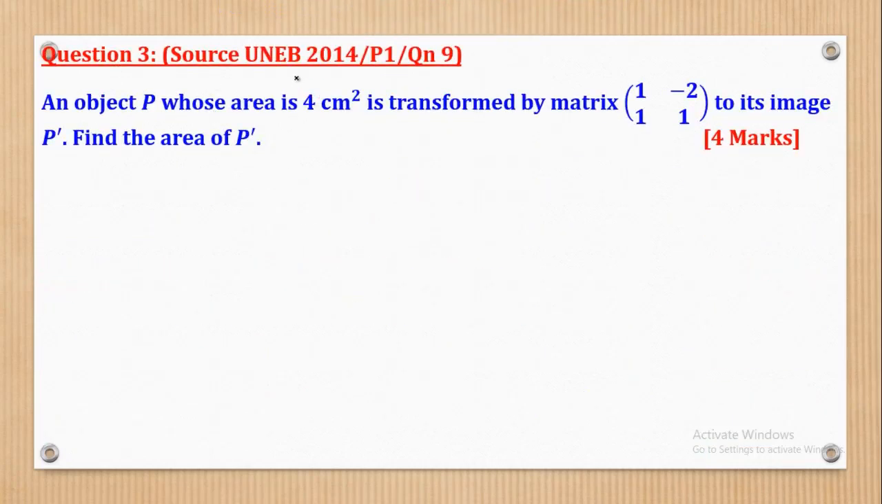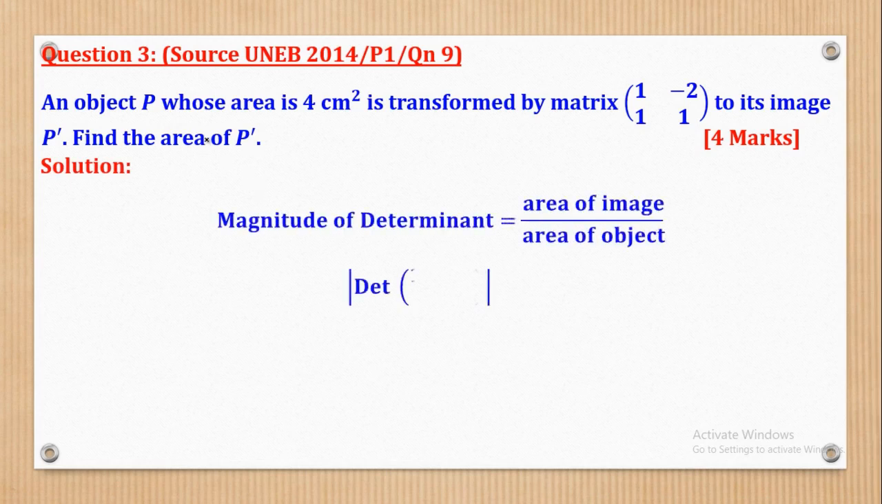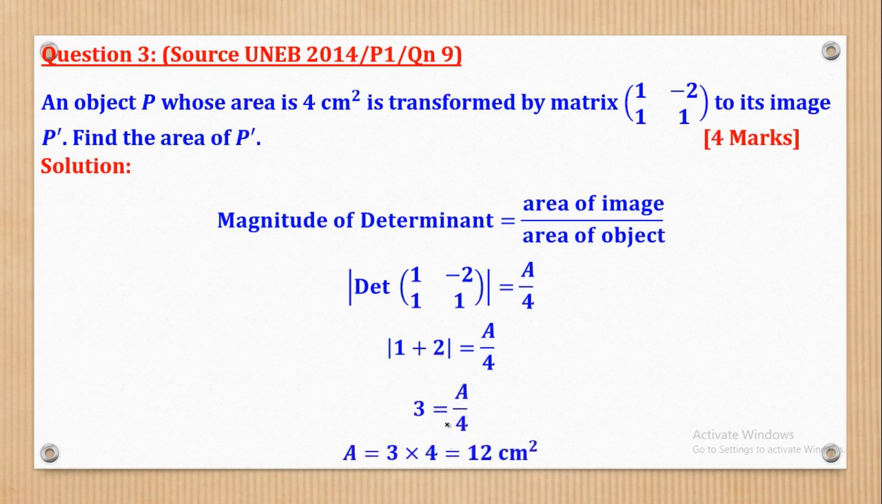Then question 3 came from UNEB 2014, paper 1, question 9, and says an object P whose area is 4 centimeters squared is transformed by this matrix to its image P prime. Find the area of the image, which is P prime. Still we shall go through the same procedure. Code the formula, substitute, then get this determinant, this minus that, to give you this. Then after that we make A the subject, and that will be the area of the image.